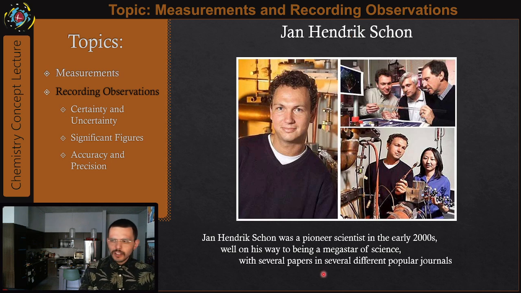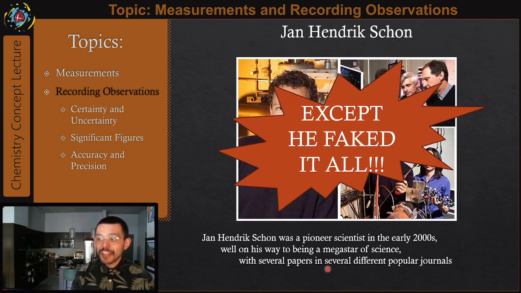He had findings in Nature. He had things in Science. He had all sorts of information and papers in a lot of journals, which a lot of people are lucky to get into once. He had multiple of them. And so why was this important? Because he faked all of it.